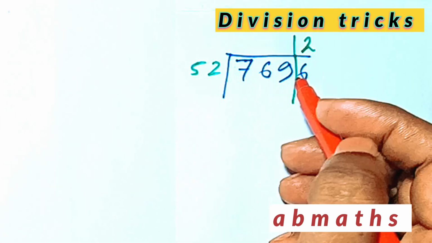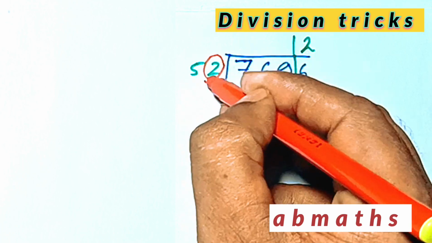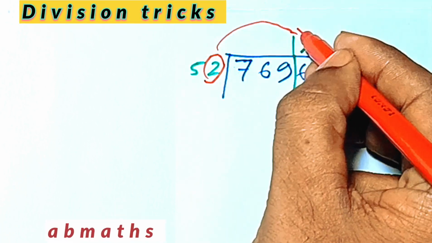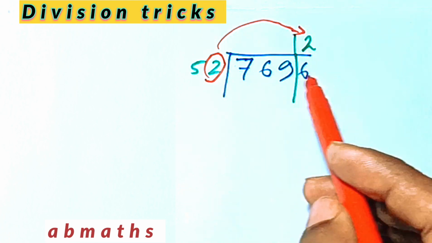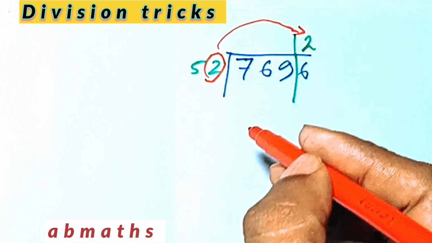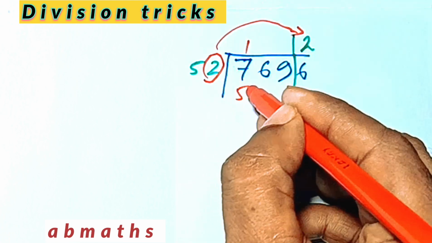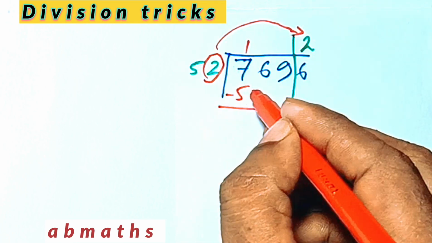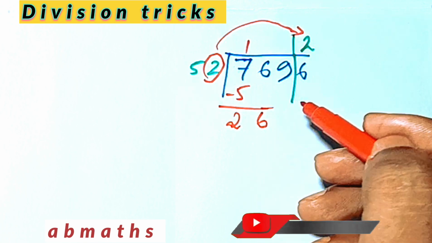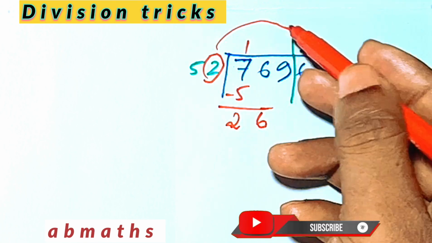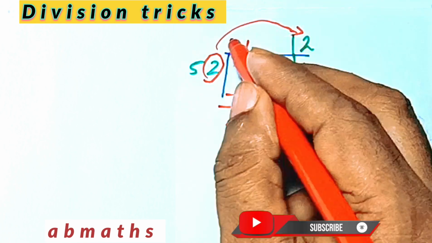Let us now divide 7696 by 52. These 2 goes up here, so 7696 will be divided by 52 in a Vedic trick. So 5 1 is 5. Let us subtract it. 7 minus 5 is 2. 6 comes down. So we'll multiply. 2 1 is 2. When a number comes down, we have to multiply it.